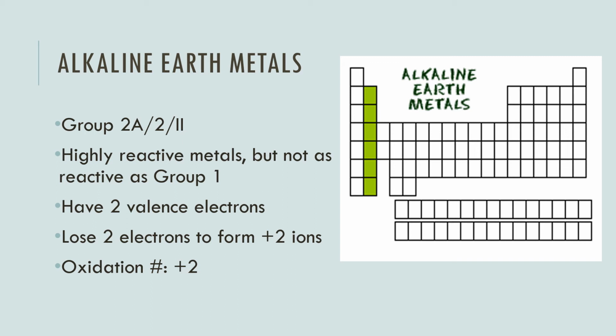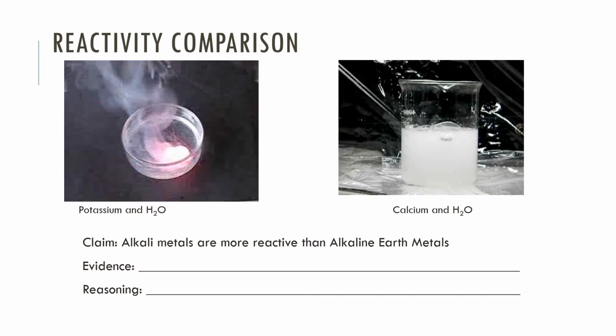Then I want you to try to come up with some ideas for why alkali metals, which have 1 valence electron, are more reactive than alkaline earth metals that have 2 valence electrons. Come up with a good idea and then we'll discuss in class.